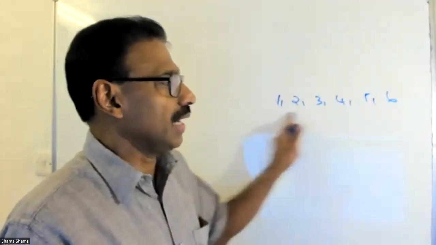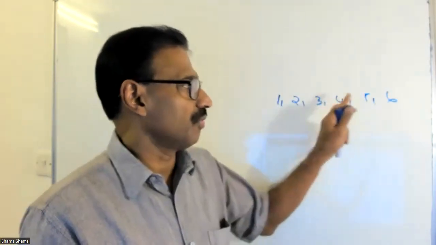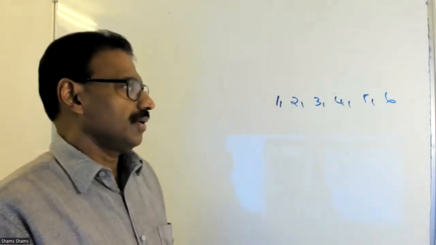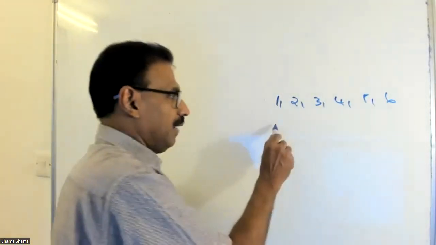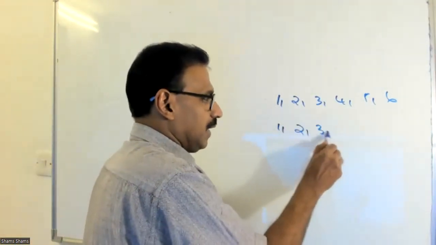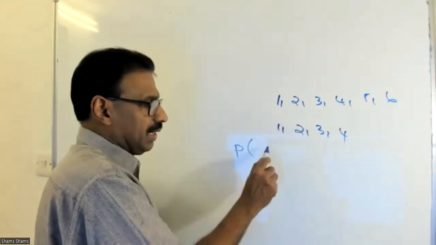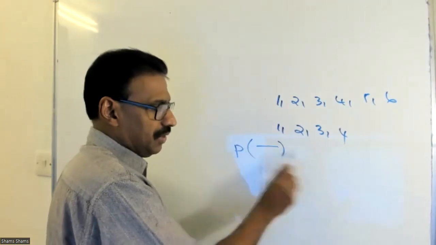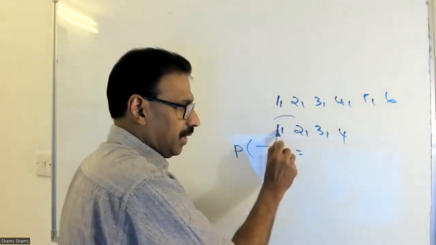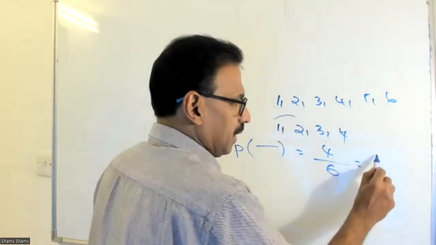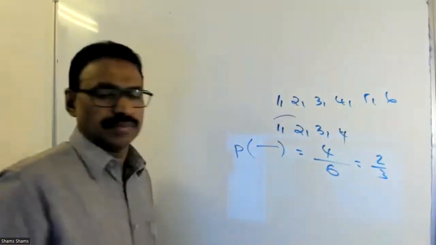First you write total outcomes: 1, 2, 3, 4, 5, 6, total outcomes. Okay, then you write number less than 5: 1, 2, 3, 4. Then next line you write probability of getting number less than 5. You write in words less than 5. Here 1, 2, 3, 4, so 4 divided by 6, then simplified 2 by 3. Like that you write. Okay.